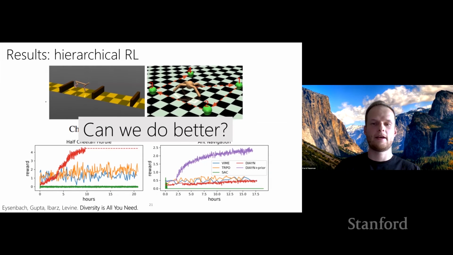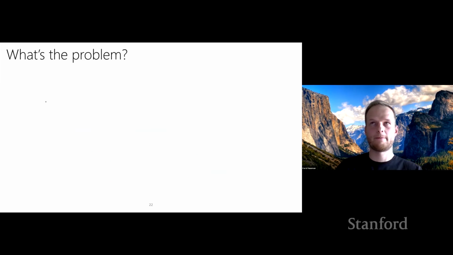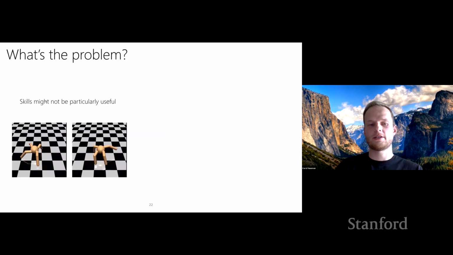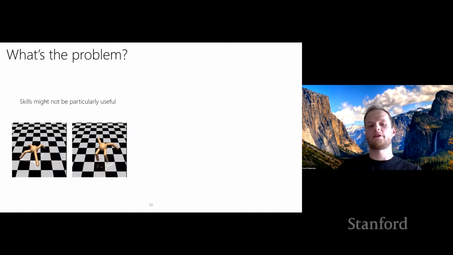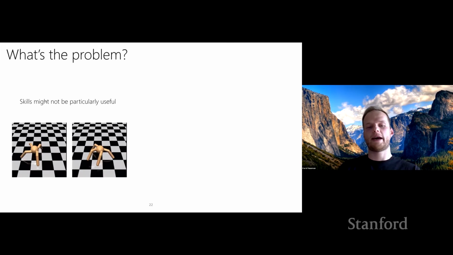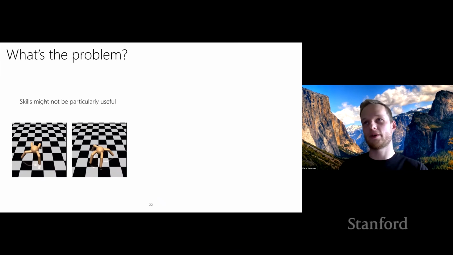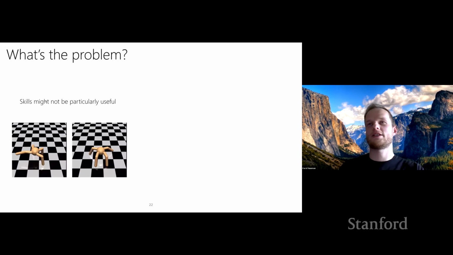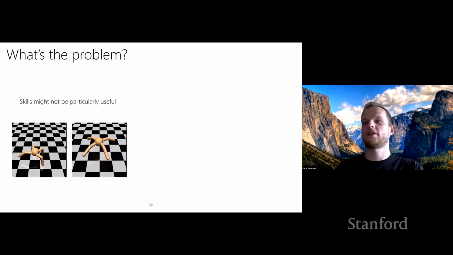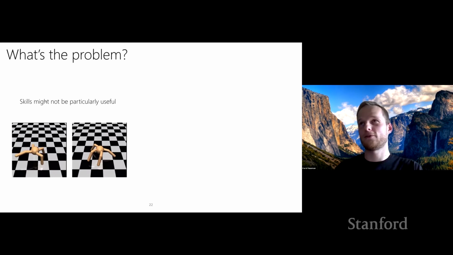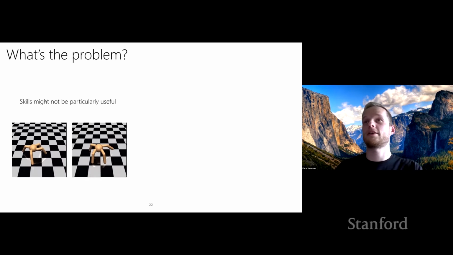When we think about how we could do better, let's think a little bit about what the problems with this solution are. One problem is that the skills that the algorithm comes up with might not be particularly useful. It might be just an ant doing random motions, random motor babbling. But as long as that behavior is different from any other behavior, it will still be perfectly acceptable. But it won't be really useful for something that we might want the ant to do a little bit later.